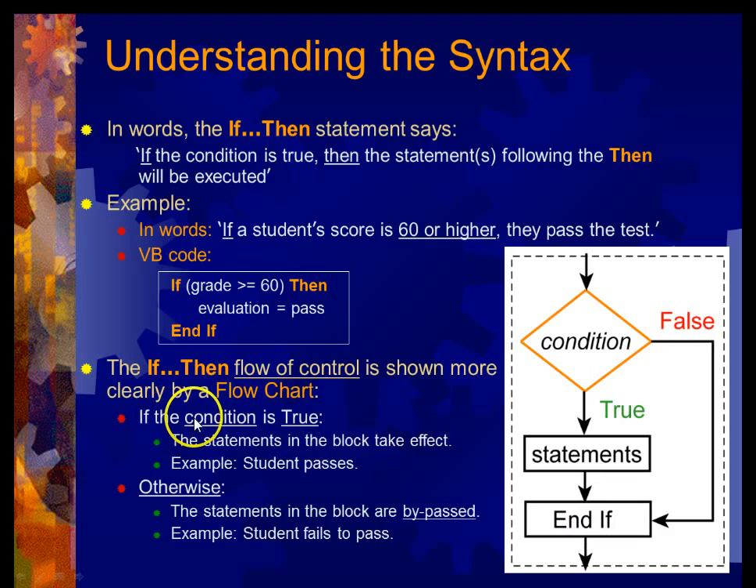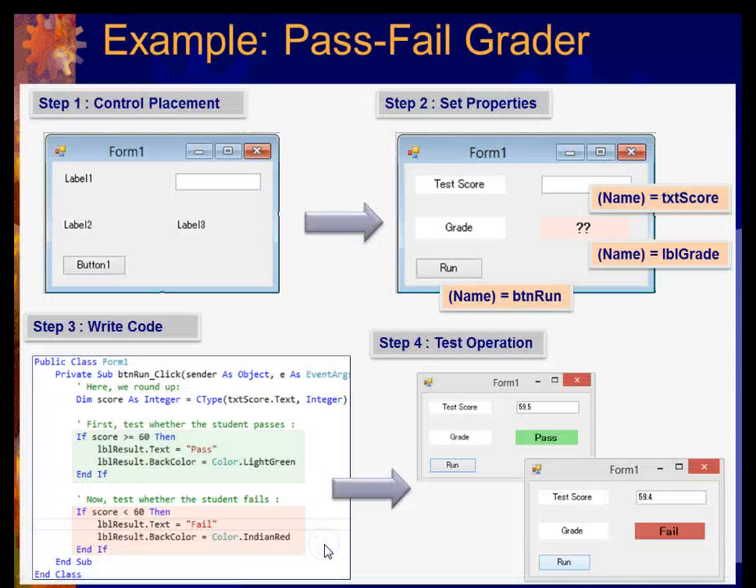So if the condition is true, the statements in the block take effect. So this is called the block, or the statement in the block. This is called the statement in the block. The whole thing is called the block. Example, the student passes. Otherwise, the statements in the block are bypassed, and, example, the student fails to pass. Well, it doesn't say that though. Okay? Any questions so far?